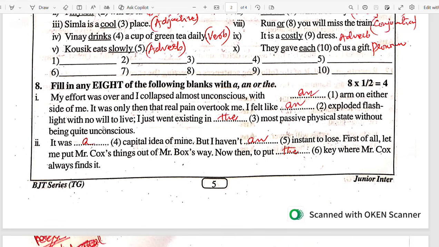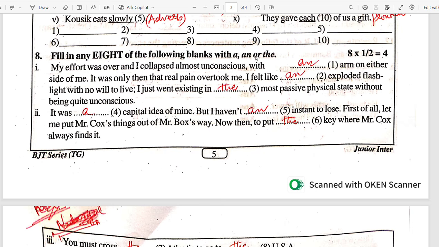Next, eighth one. Fill any eight of the following blanks with a, an, or the articles. My effort was over, and I collapsed almost unconscious with an arm, because there is a vowel sound in arm, on either side of me. It was only then that the real pain overtook me. I felt like an exploded flashlight with no will to live. I just went on existing, in here, exploded is a vowel sound. I just went on existing in the most passive physical state without being quite unconscious.